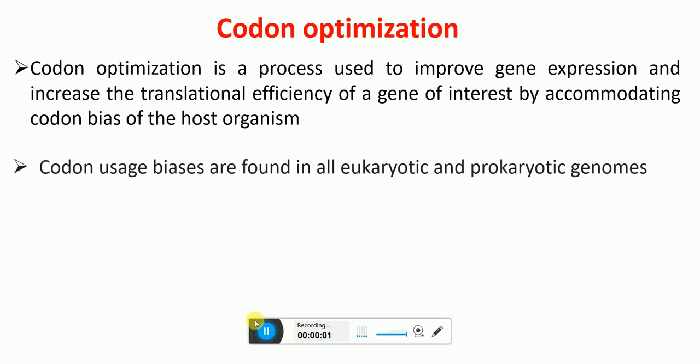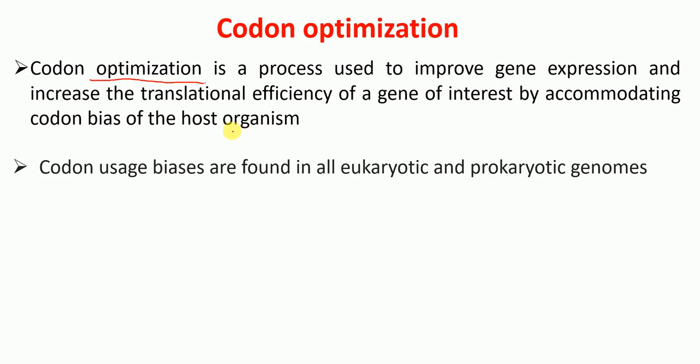Hello everyone, in this lecture today I'm going to talk to you about codon optimization, a very important concept in genetics. So what is codon optimization? As you can see here, codon optimization is a process that is used to improve the gene expression and increase the translation efficiency of a gene of interest by accommodating codon bias of the host organism.